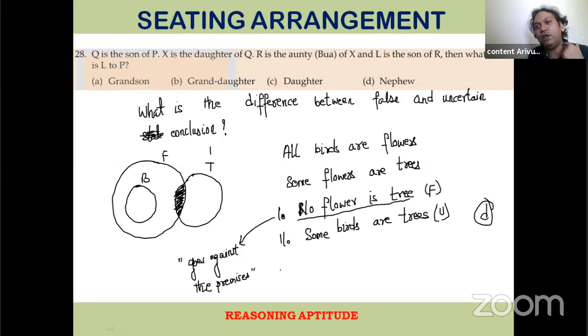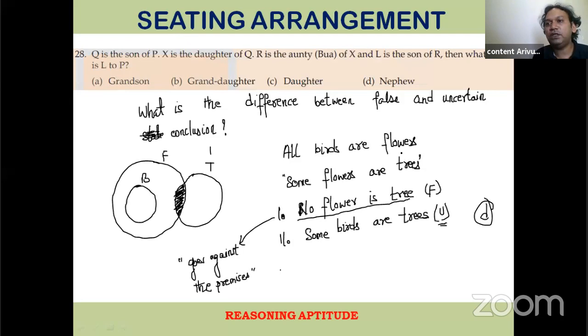I discussed with you earlier, when two circles don't overlap but there is no negative link between them, then they may or may not overlap. It is not going against the basic premises, which is why it is uncertain. Uncertain means it may happen, it may not happen, we just don't know. And false means it's clearly false. Without making a diagram itself, you can tell that it is wrong, because here we see some flowers are trees and you're saying no flower is tree. So definitely it's going against premise number two. That is why the first statement is false and the second statement is uncertain. Anything which directly contradicts the positive information given to you in the statements is false.